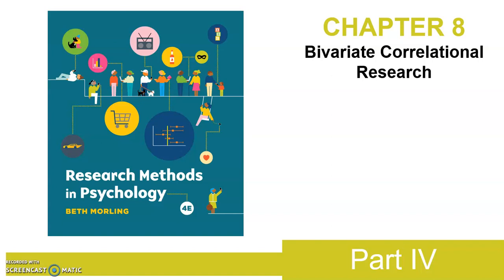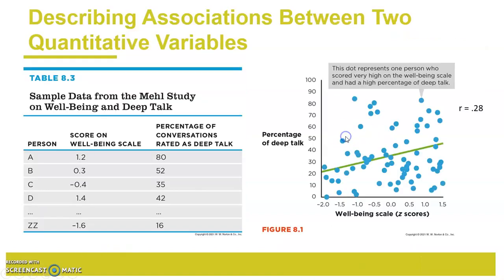Okay, Chapter 8, Bivariate Correlational Research. So this is doing studies that make association claims, and we're investigating two quantitative variables. Typically, the data that you're analyzing here is depicted in a scatter plot, and the analysis that's used to investigate the relationship is called correlation analysis. Pearson correlation is a typical one. And correlation will give you a correlation coefficient, which is symbolized by R.